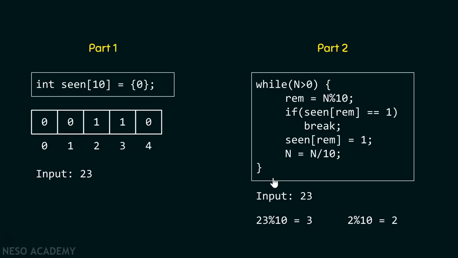Now this is clear that when n is equal to 0, it means that we have traversed all the digits and we simply come out of this loop without seeing any repeated digit. Now after understanding this part of code, let's dive into part number 3.